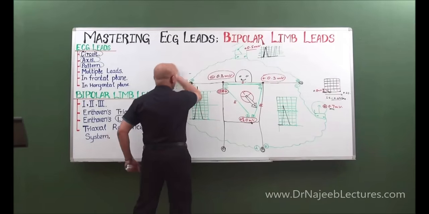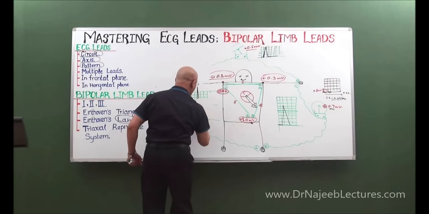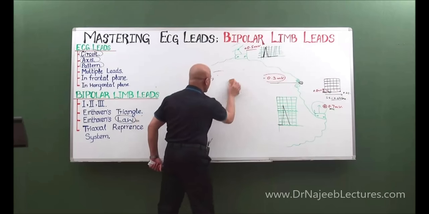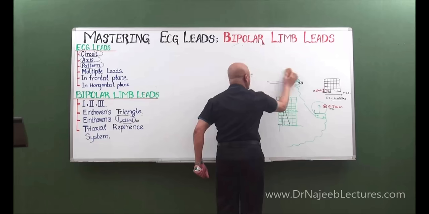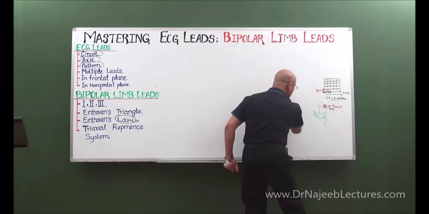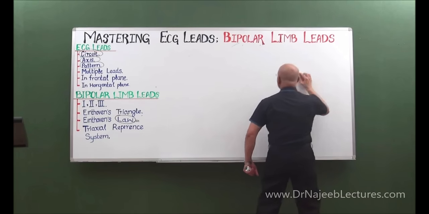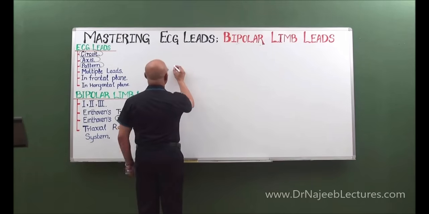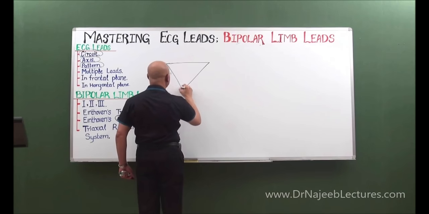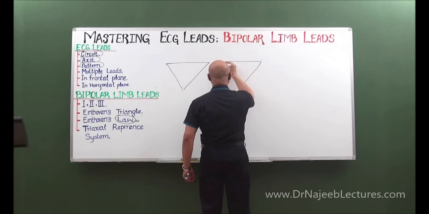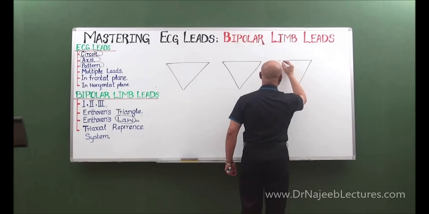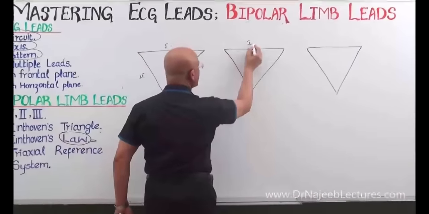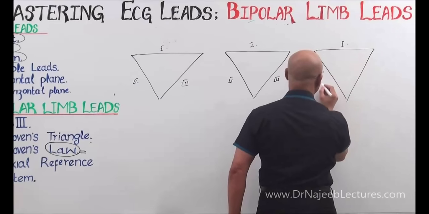Just to make this more clear, with bipolar limb leads, Einthoven's triangle and Einthoven's law, I'm going to make different situations. I'm going to analyze the QRS vector pointing in different directions and see what is the resultant pattern in lead 1, 2 and 3, and whether Einthoven's law holds well or not. I will make 3 triangles here. Now you understand that these triangles are made by lead 1, 2 and 3. This is lead 1, 2, 3. Another patient, lead 1, 2 and 3. Another patient, 1, 2 and 3.